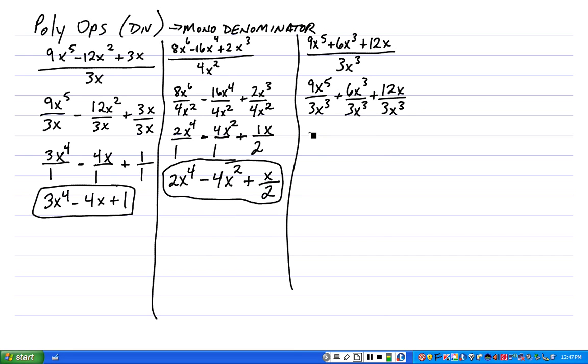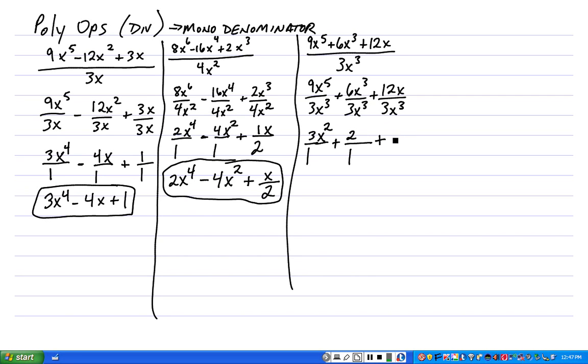9 over 3, it's like saying 3 over 1. X to the 5 over x to the 3. 5 minus 3 is 2. The bigger exponent is in the top, so I'll write my x to the 2 in the top, plus 6 over 3. Again, it's like saying 2 over 1. X to the 3rd, x to the 3rd. Okay, so my x's cancel, because 3 minus 3 gives me a 0, so there won't be any x's. Write my plus sign.